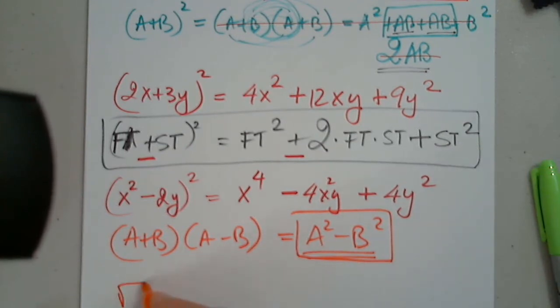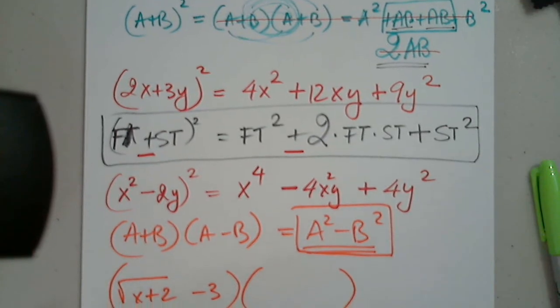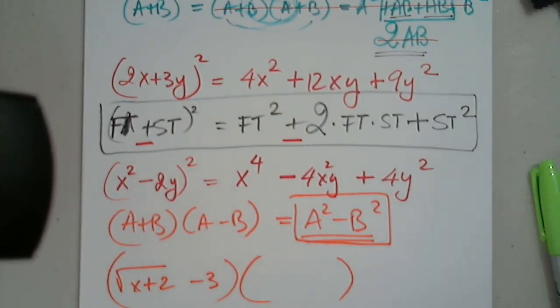Let's say the square root of x plus 2 minus 3. And what will be the next one if I want to use the special product called difference of squares? It would be the square root of x plus 2 plus 3. Excellent. Who was that? It was Christine? Oh, no, it's Caitlin. Caitlin, thank you.